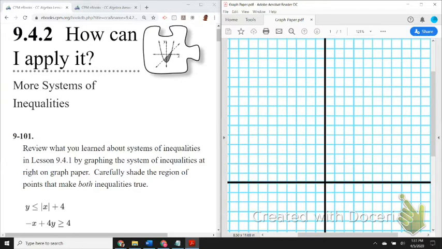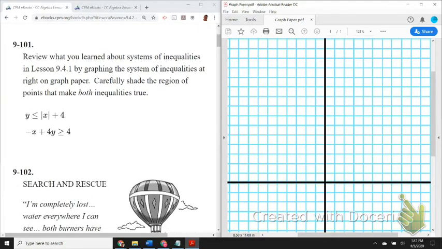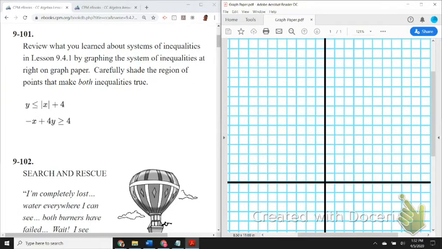If you look at 9-101, we have inequalities where one is in absolute value form, and the other is another linear inequality that is not in slope-intercept form. So I highly advise you to put that in slope-intercept form. And if you're ever stuck on how to graph, you can always create an input-output table, a t-table. So why don't you go ahead and start that first problem, 9-101, pause the video, and when you are done, come back and we will check your answers.